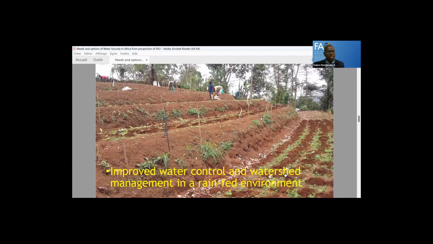Yeah, this is just an example of what was done. This is in Sao Tome and Principe, where farmers were helped to do terracing, which is water conservation, but also to plant grass, which is for soil conservation. Next slide, please.